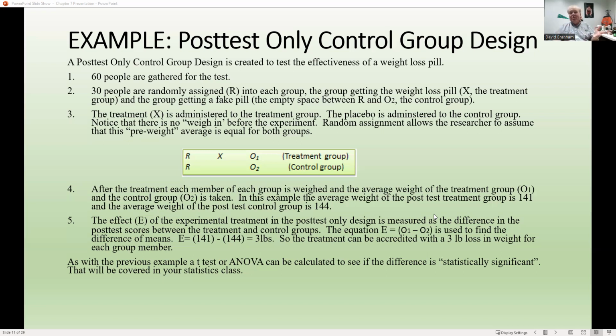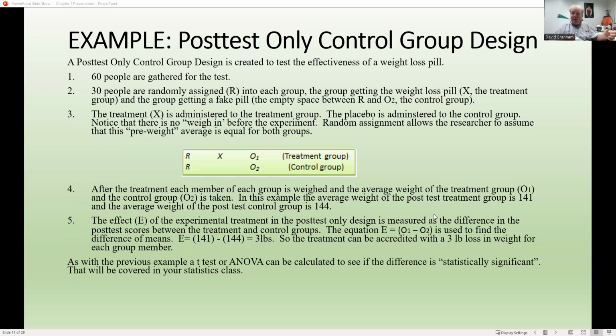In this example, the average weight of the post-test treatment group is 141. The post-test control group is 144. So the effect of the experimental design is E equals O1 minus O2, and so E equals 141 minus 144, which means that 3 pounds can be attributed to the weight loss pill for each member of the treatment group.